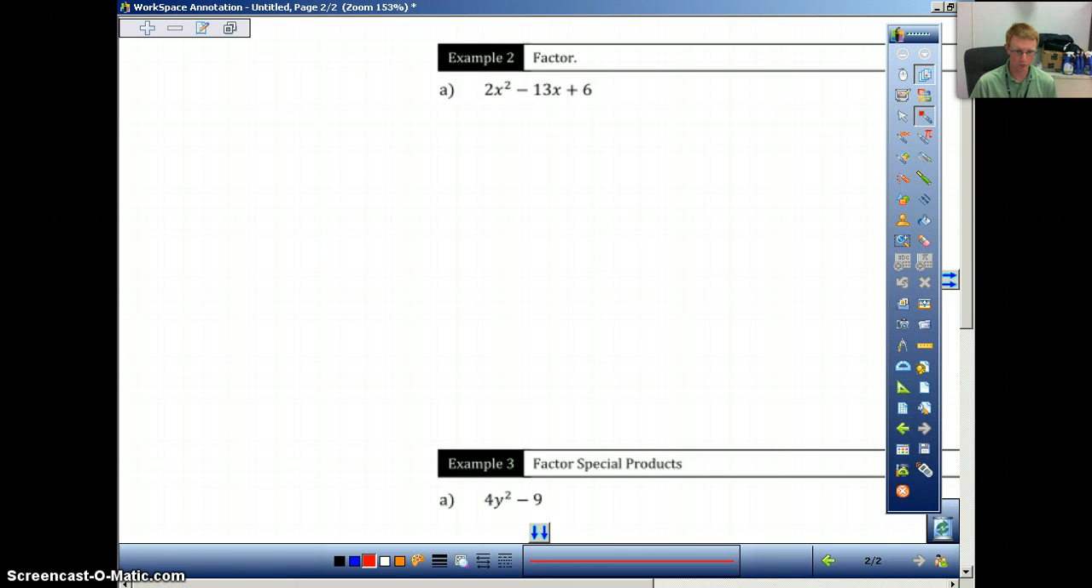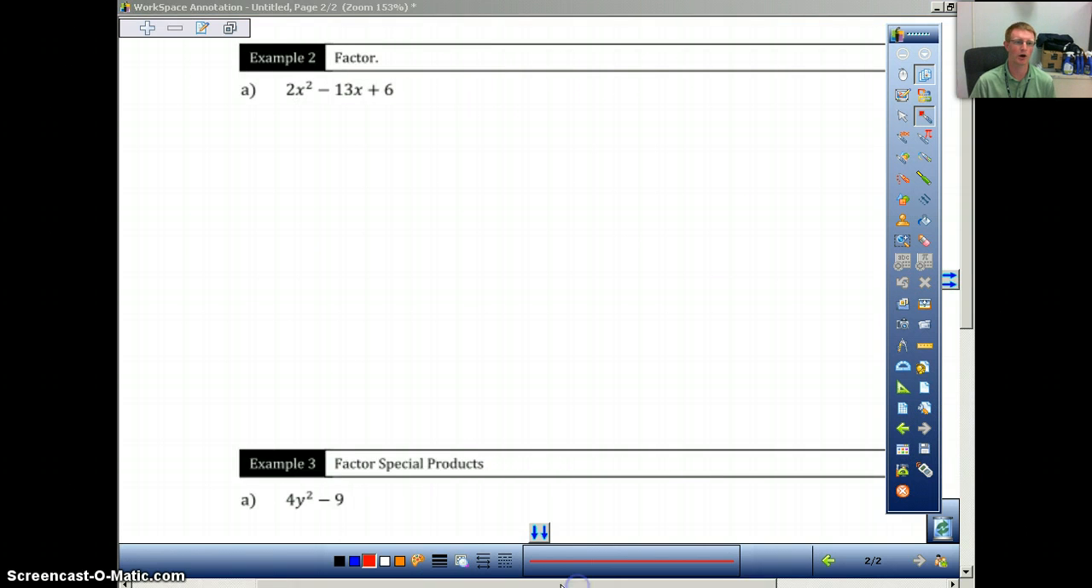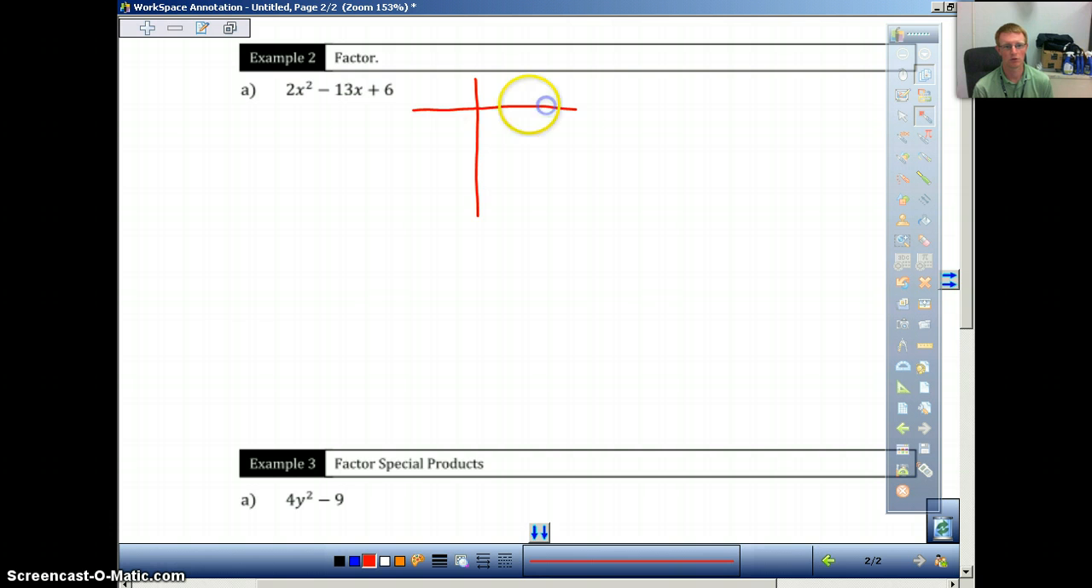The next ones are a little bit harder, and the reason why is because we have a number in front of our x squared. So again, we're going to do our chart here, and I'm just going to write an A and a C. Factors of A are going to be 2 and 1. Factors of C, we have 6. So we have 1 and 6, -1 and -6, and then we have 2 and 3, and we have -2 and -3.